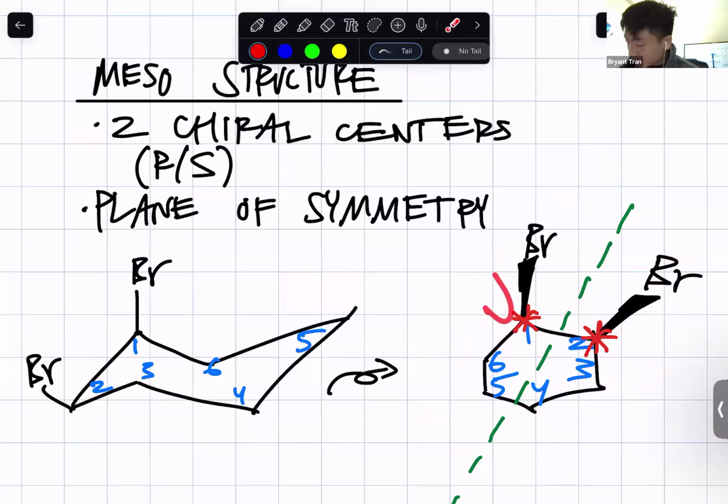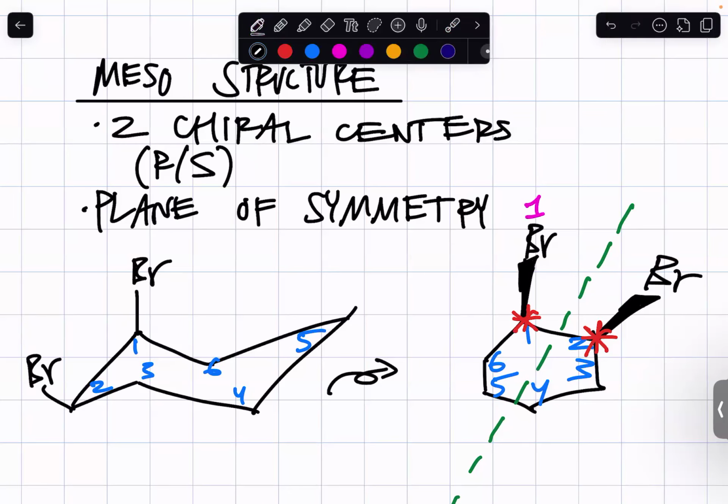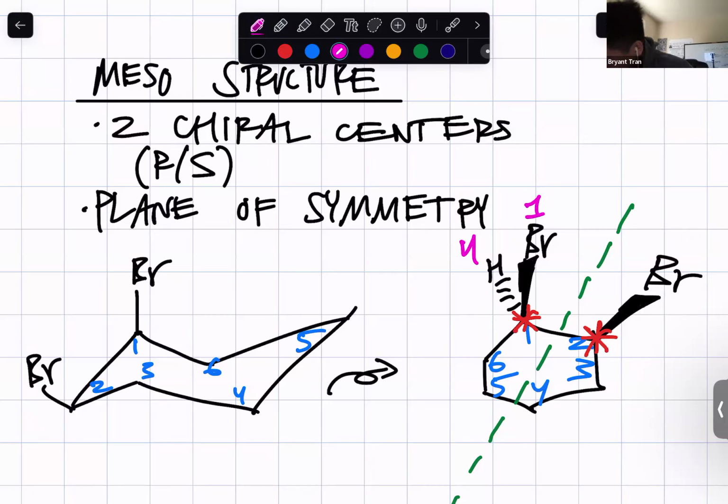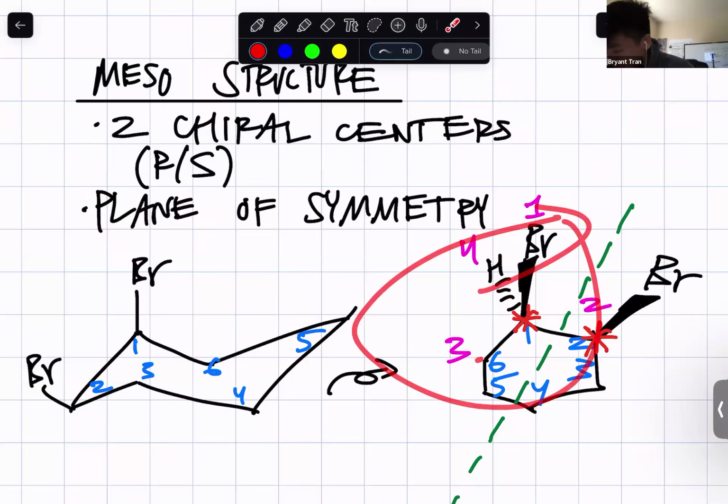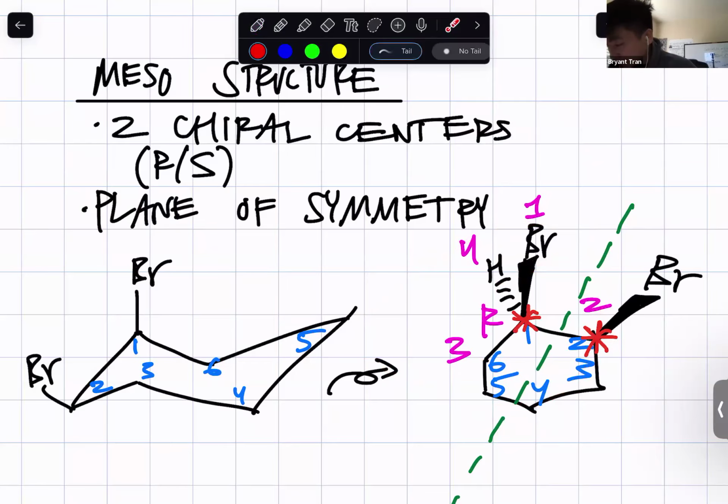Can you tell me what is the configuration of this chiral center? Is it R or is it S? We have bromine is one, hydrogen is four. The carbon number two is two, and the other is three. Nice. It's R. One, two, three, it's clockwise, R. Yes, nice.